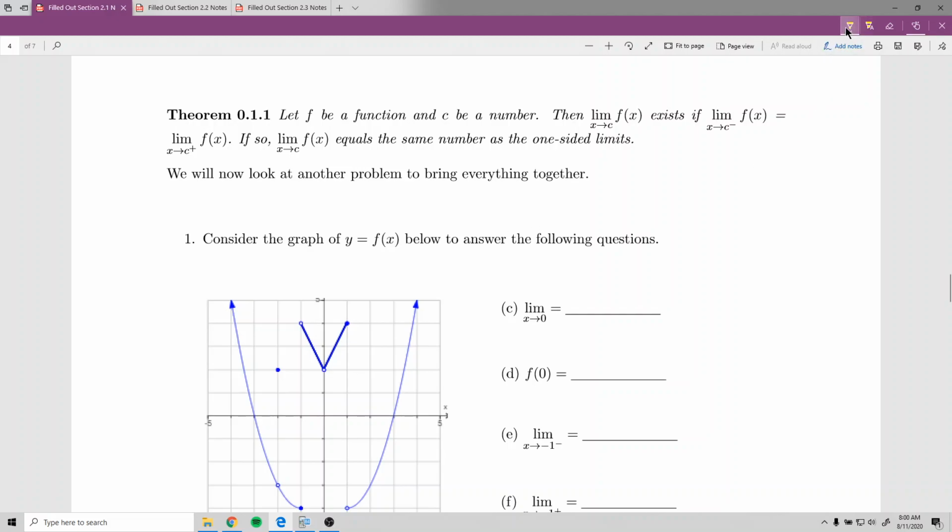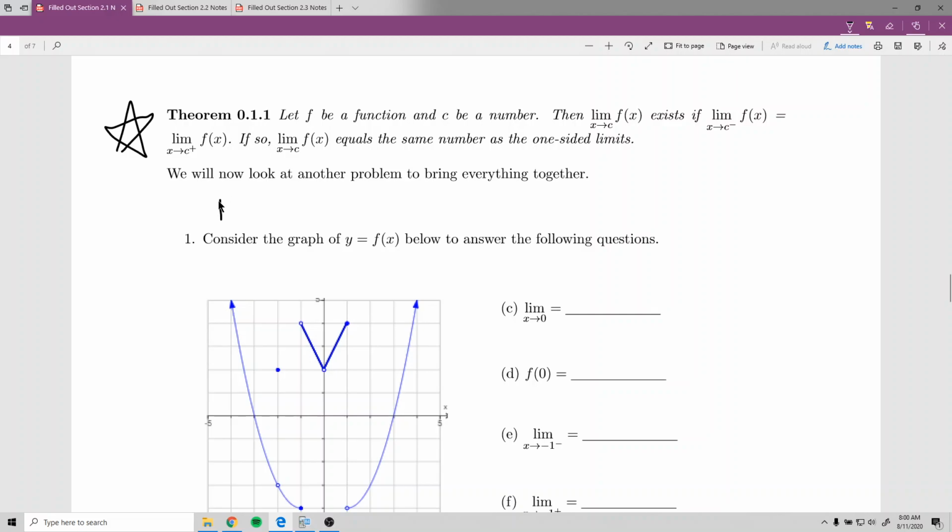All right, so there is one theorem. There are a lot of theorems in calculus. Basically, they provide formulas or ideas that are true, and you will use them. So our theorem here says let f be a function and c be a number. Then the limit of f of x as x approaches c exists if the limit as x approaches c from the left equals the limit as x approaches c from the right. Right, and if so, the limit value, so notice how right here we don't have the plus or minus, it's just saying the limit value equals the same number as the one-sided limit.